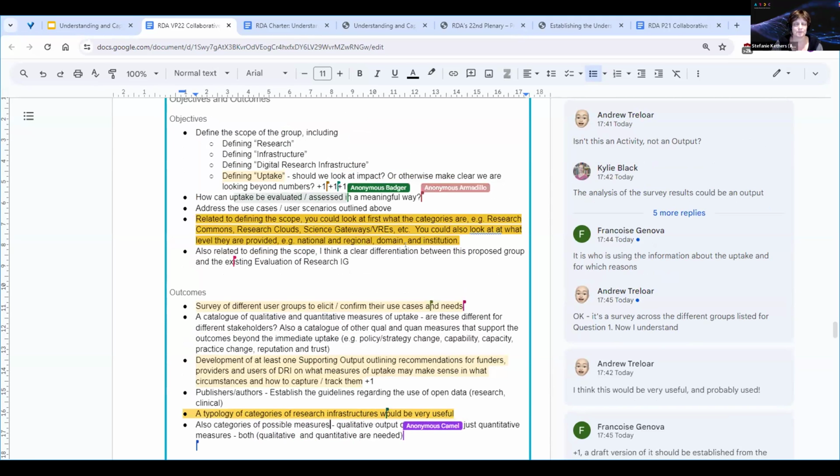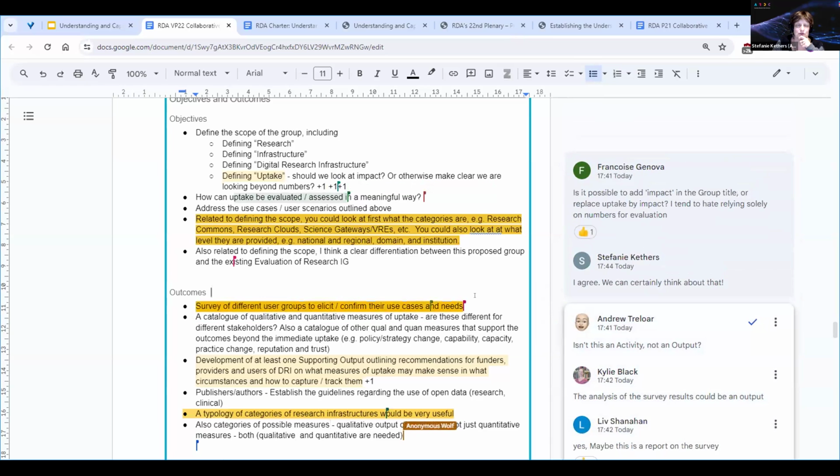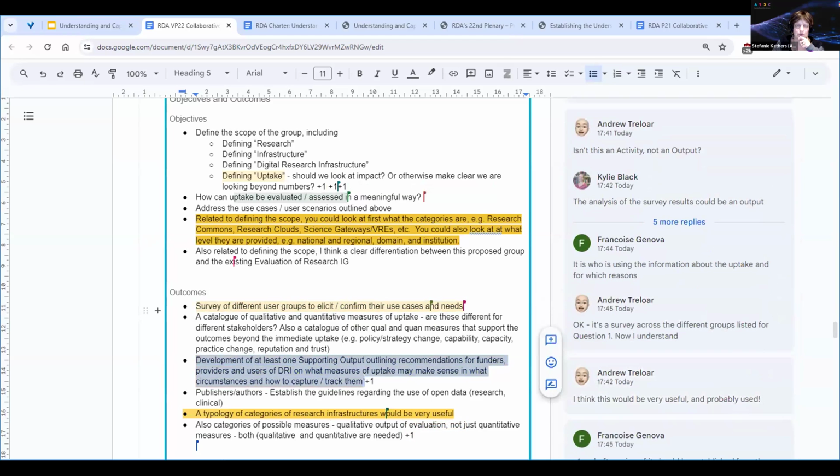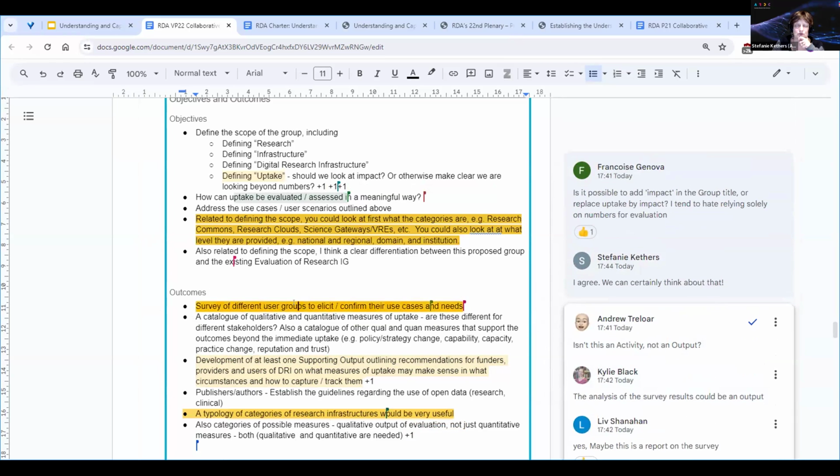So I think in a way, this one here, the survey of different user groups, and then the supporting output that would lead on from that based on the survey. I think the first thing we'd have to do is work out who are all our users, or what are all our stakeholder types, let's call it that. So thanks for all your input into the first question.